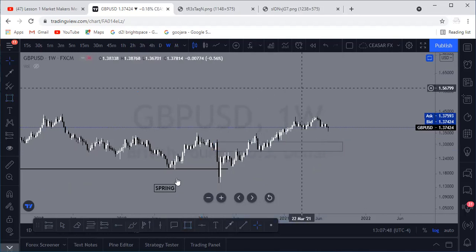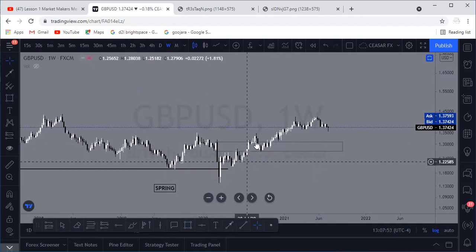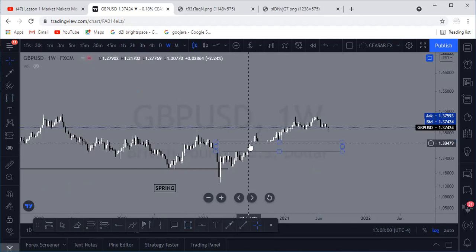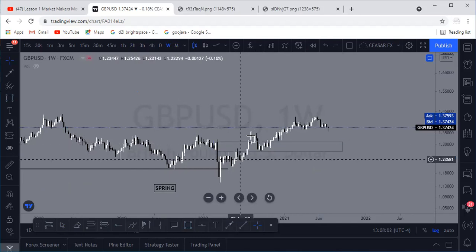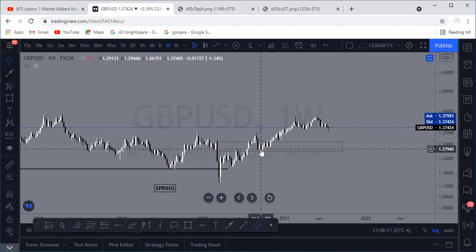You can see that this order block here got broken by this move. It was never respected. The price did not respect this order block. But after that, what we saw happen is that the market came back down to mitigate this price, this order block.